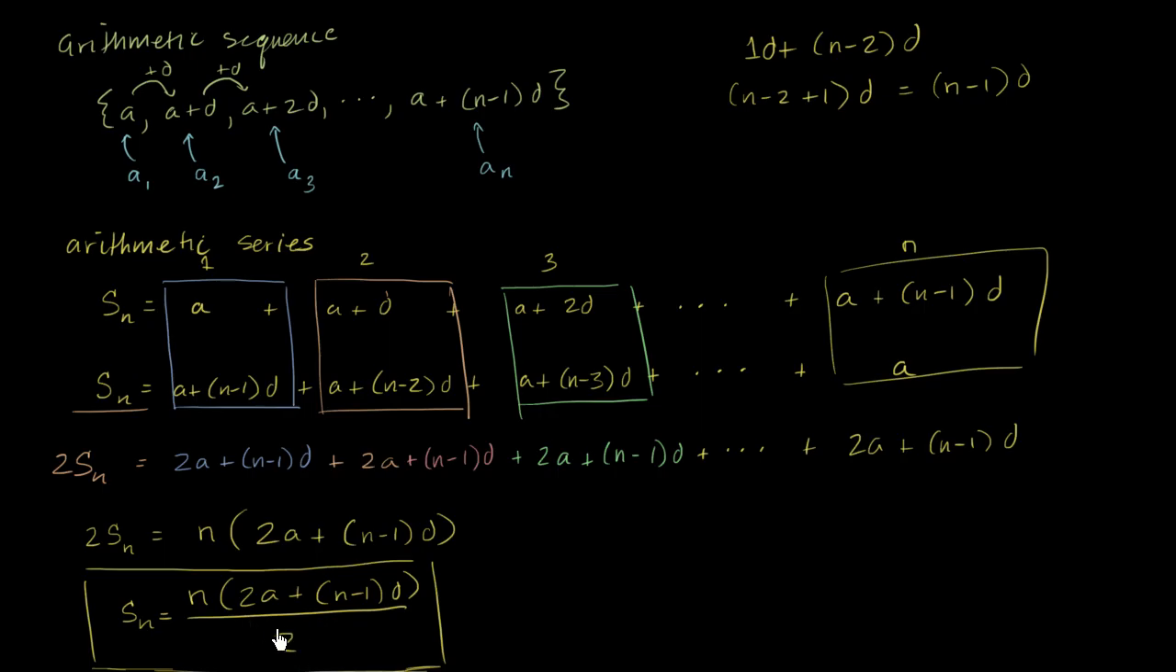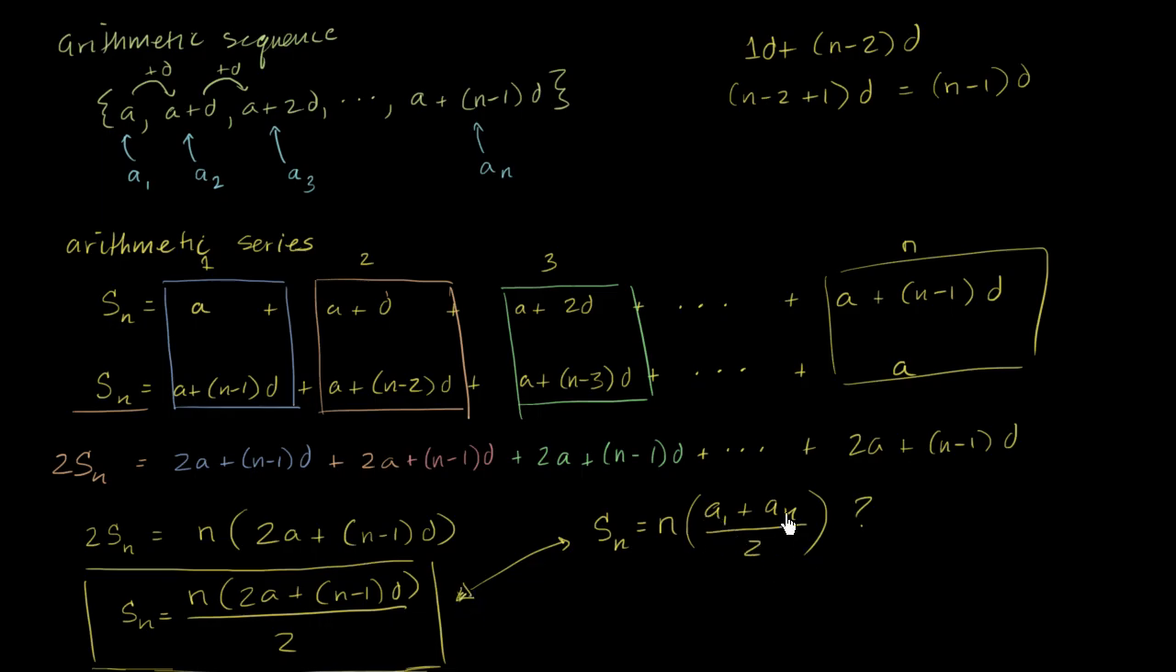But now let's ask ourselves this question. This is kind of hard to remember: n times 2a plus n minus 1 times d over 2. But in the last video, when I did a more concrete example, I said, well, it looks like the sum of an arithmetic sequence could be written as the average of the first term, a1, and the last term, an, times the number of terms that you have. So is this actually the case? Do these two things gel? Because this is very easy to remember.